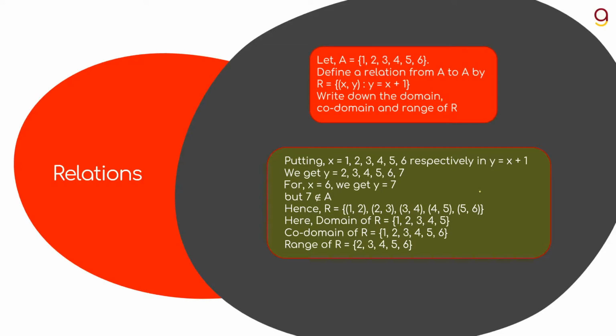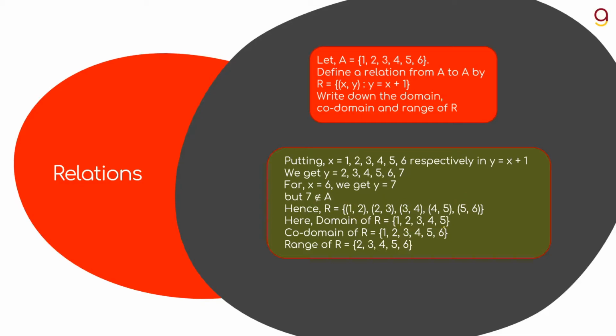Now we need to write down the domain, codomain and range. So dear students, what's domain? The set of all first components of the ordered pairs belonging to R. So what are the first components here? 1, 2, 3, 4 and 5. So the domain consists of these 5 elements.